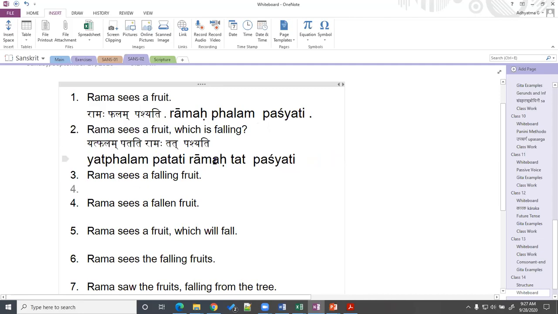Now here, instead of using two sentences, I can use a present participle. So this part of the sentence I can use with the participle. How will I do that? For patati, the participle form would be patat, because you know gacchati, gacchatah, gacchanti, it becomes gacchat. So patanti becomes patat. Then I can make the sentence: Ramaha patantam phalam pashyati.